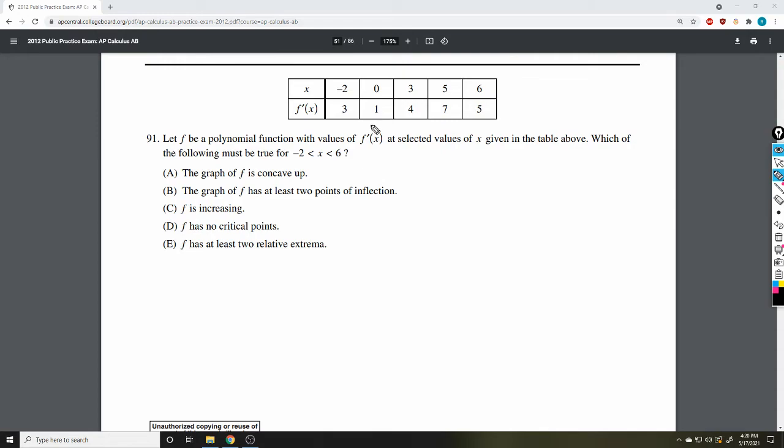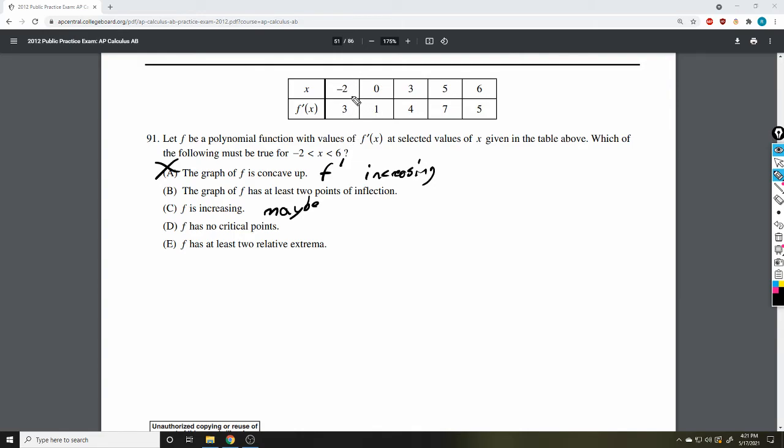since we go 3 to 1 to 4 to 7, if graph of f were concave up, that would mean that f prime would have to be increasing the whole time, which it's not. Is f increasing? Maybe. It's not contradicted in the table, but it's also not guaranteed.